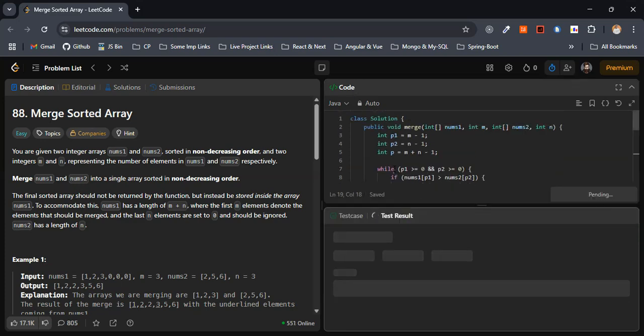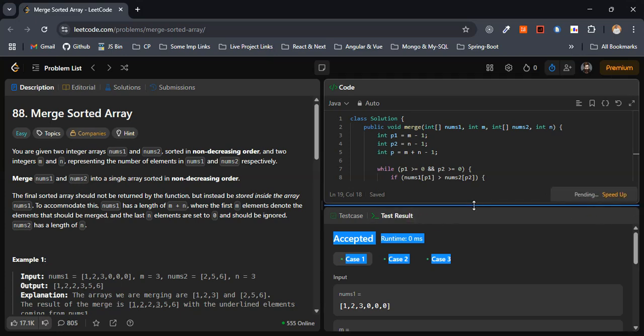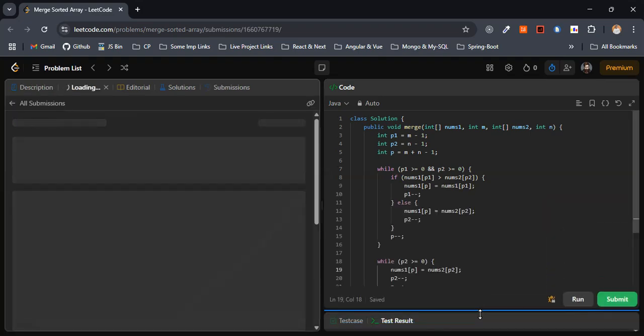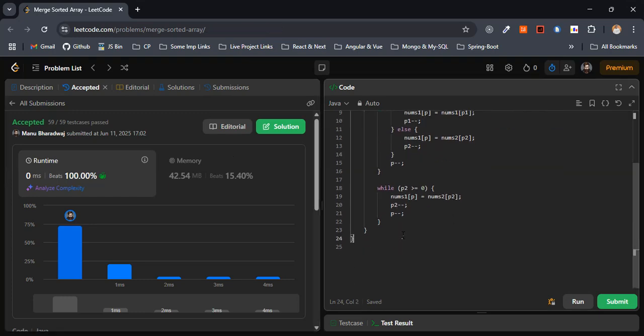So let me hit the run button quickly. I hope this works. Let's see. Here you can clearly see the sample test cases are getting passed, which means the code works correctly. Let's see whether this works for all the test cases or not. Let me hit the submit button quickly. Here you can clearly see all the test cases are getting passed, which means the code works absolutely correct in this case.